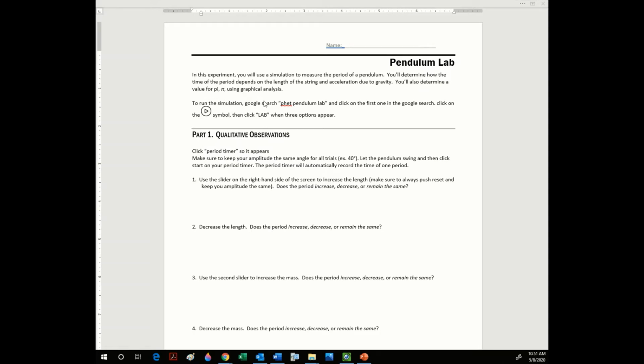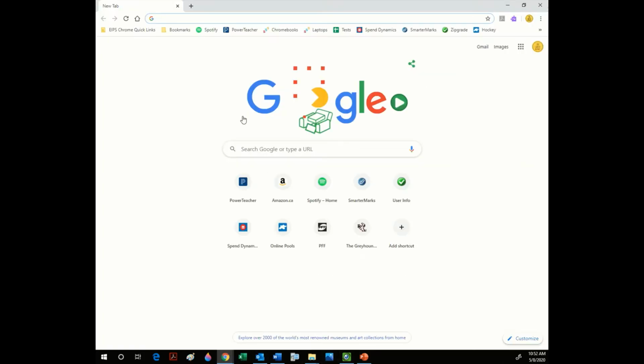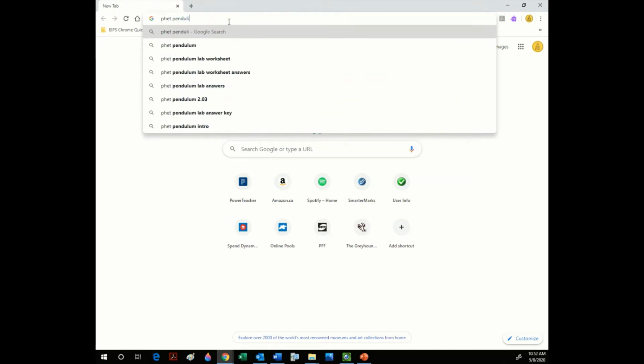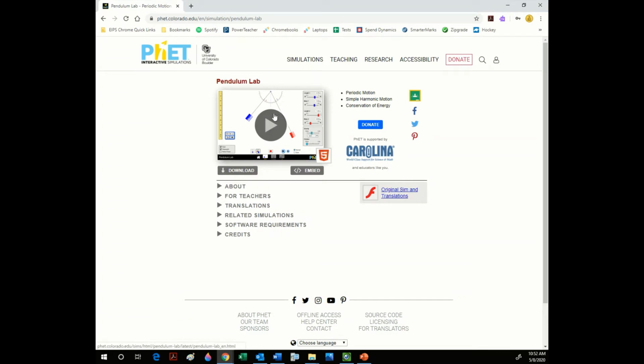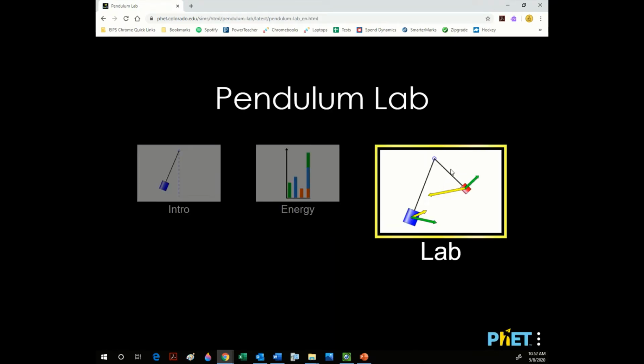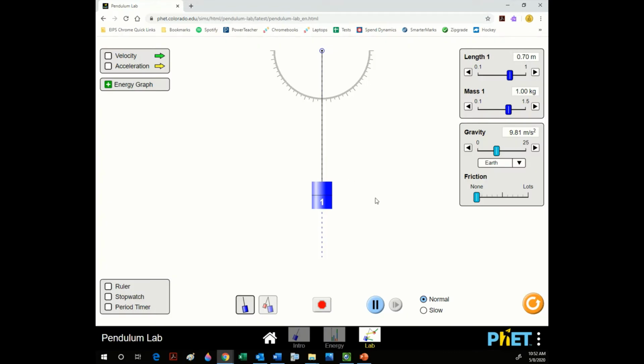So to run the simulation, all you have to do is Google search PhET pendulum lab. And it's just the first one that appears here. Okay, and this will come up and you'll just click on the little play sign, and then you want to click on the lab over here, and then you're set up.